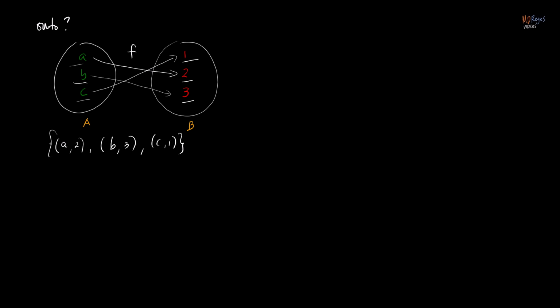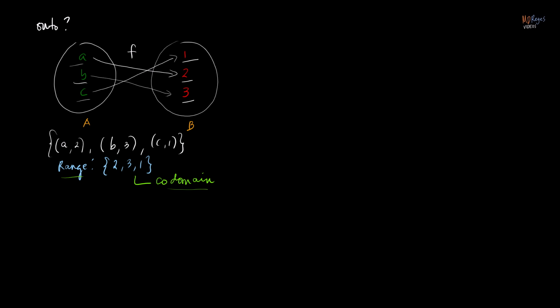Now what is the range of the function? The range of the function contains the numbers 2, 3, 1. Now as you can see, this is also the codomain, the elements of the codomain. So if the range and the codomain are the same, then the function must be onto. That's very easy to identify when we have a definite number of elements in the codomain.